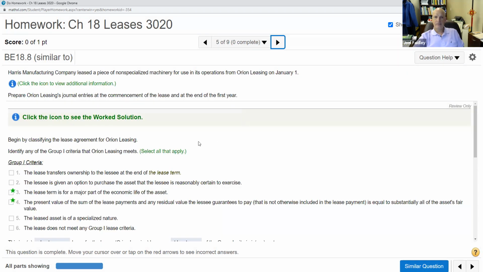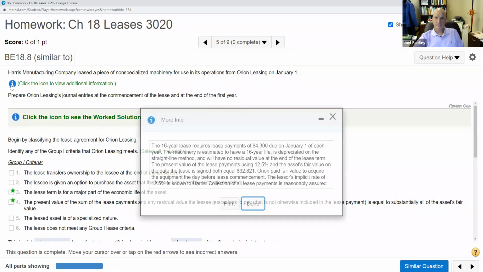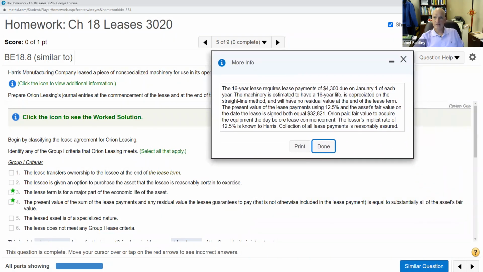All right, number 5. That means you got to click on some of them that gives you the information. Here we got a 16-year lease, $4,300, due on January 1 of each year. Present value of the lease payments using 12.5%. Asset's fair value on the date the lease is signed, both $32,820. So they're giving you that information here. Orion paid fair value to acquire the equipment before lease commencement. Lessor's implicit rate is 12.5%.